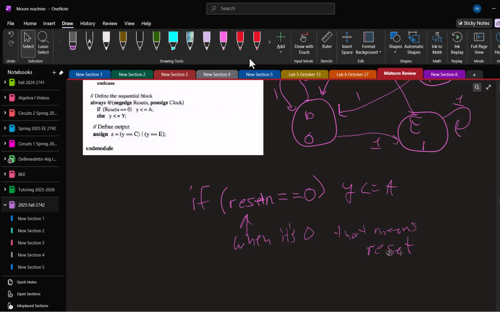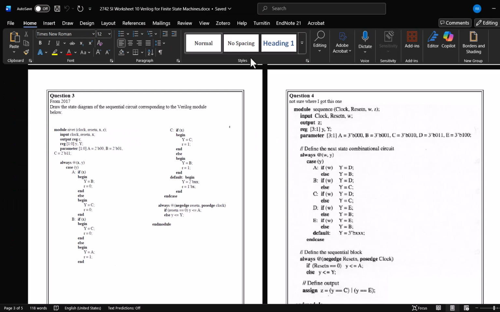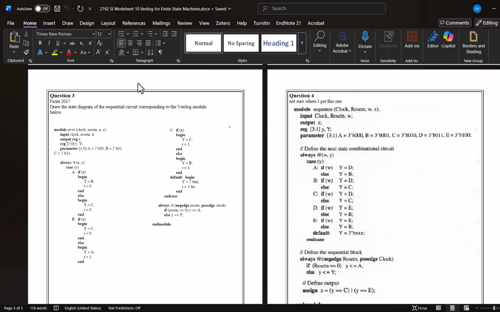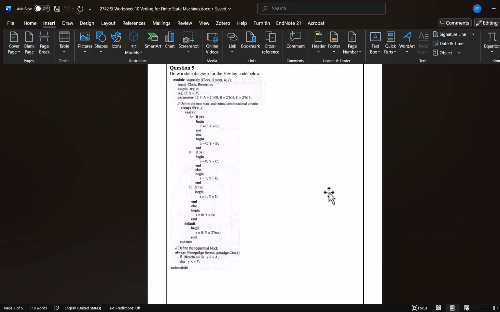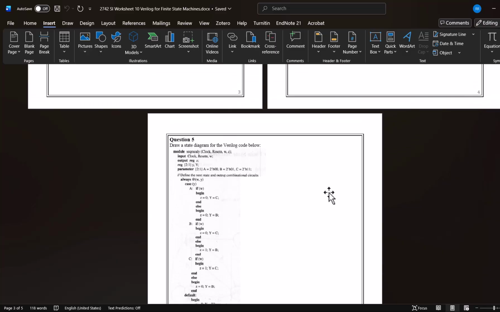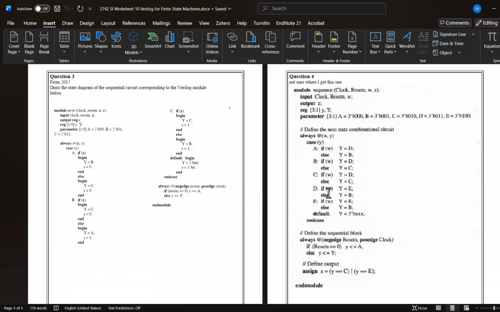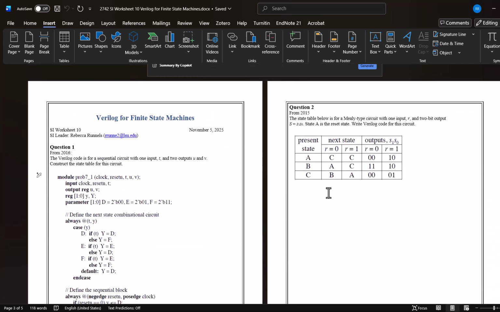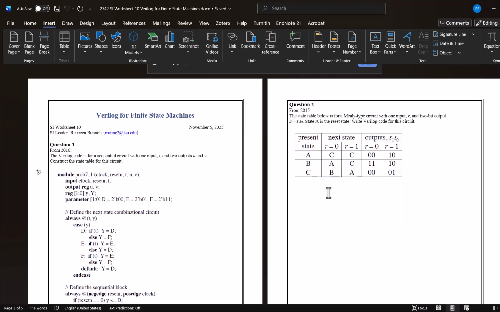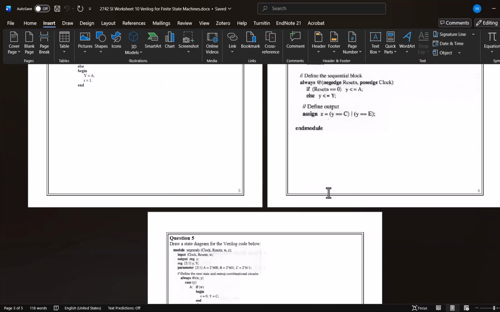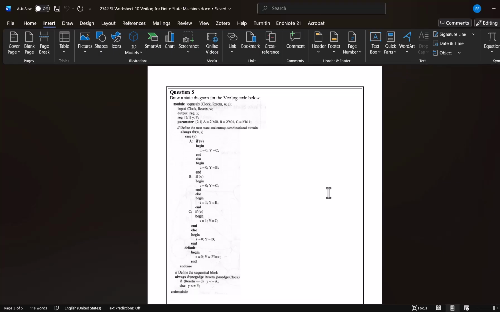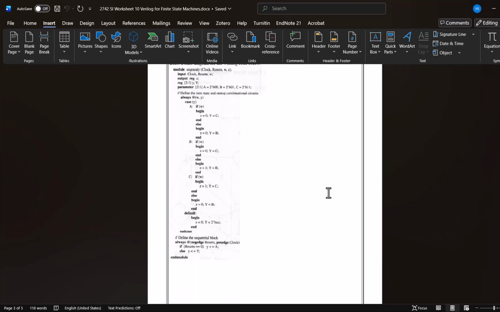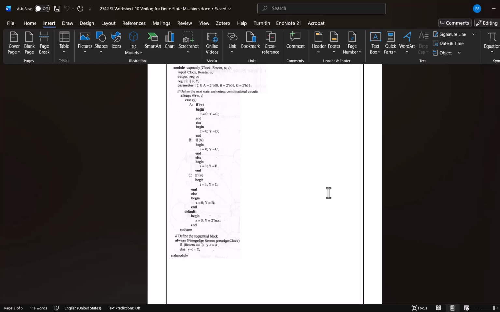All right, and let's go on. And let's see, so I have 5 is a state, another state diagram. Sorry, one question I have is, how does it know to override with that always block instead of taking whatever cases are going to be used in the first always block?